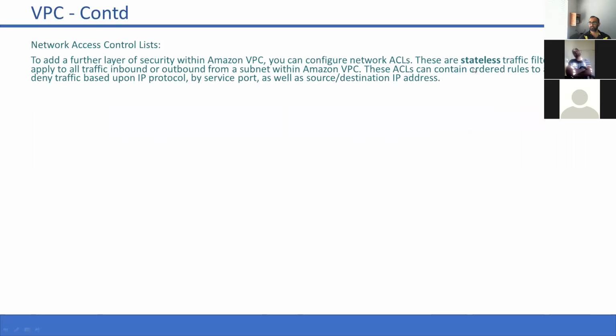So these are stateless traffic filters that apply to all traffic inbound and outbound from a subnet within Amazon VPC. These ACLs can contain ordered rules to allow or deny traffic based on IP protocol, service port, and destination IP. Same way like the security group, but the configuration is not exactly the same. It's a little different. So security groups are stateful and ACLs are stateless.